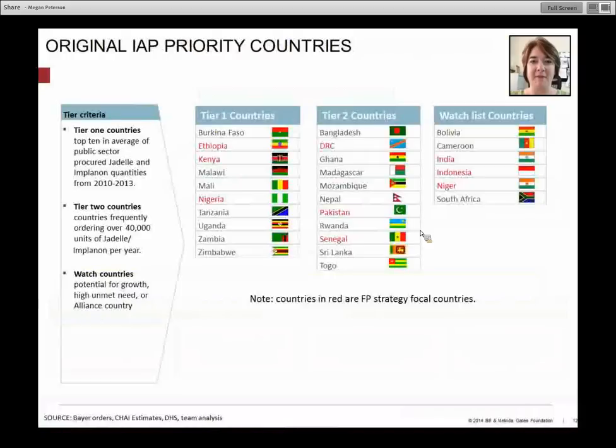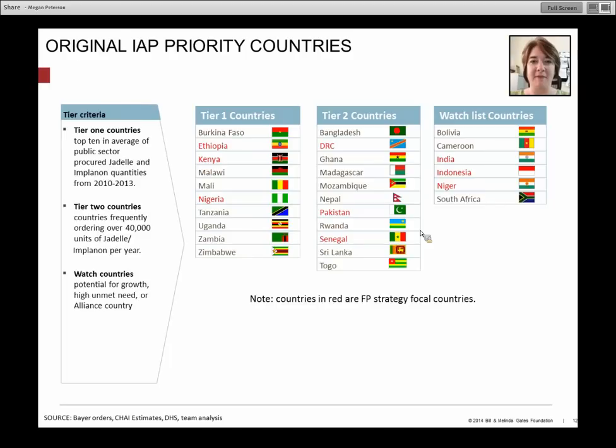The last slide that I have for you reflects the countries that we originally set as priorities for the program. This is shifting a bit over time, but not too terribly. Basically, what this reflects is that as the program was being developed, we looked at those countries that had a history of very large or higher volumes of implant procurements.